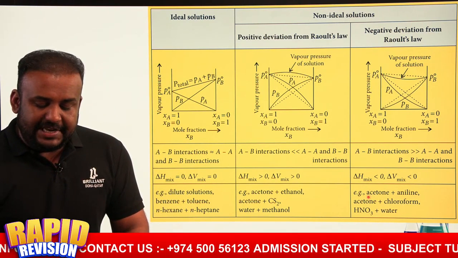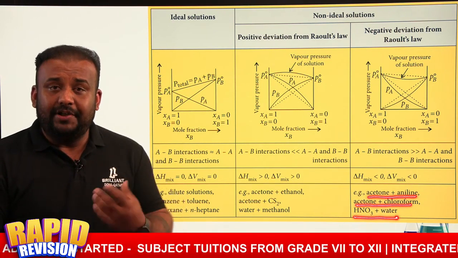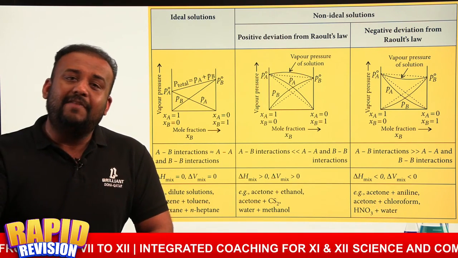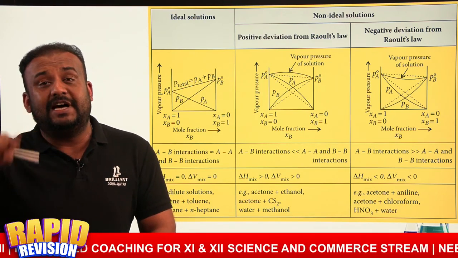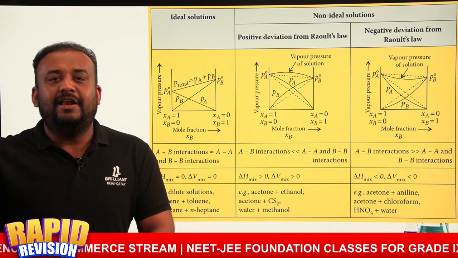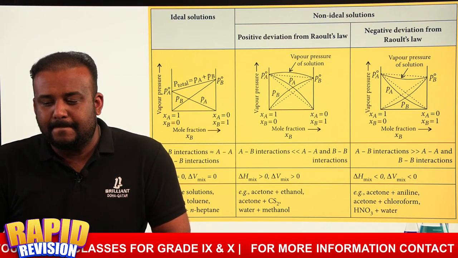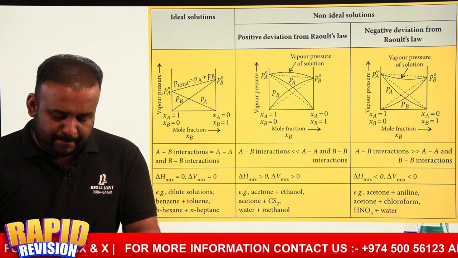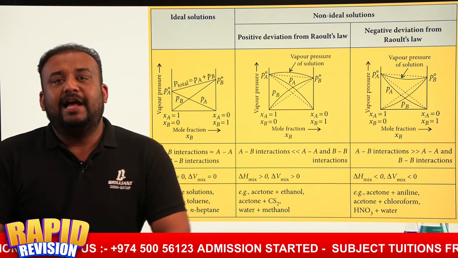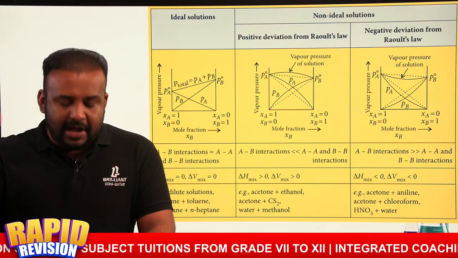Now, who all will show this negative deviation? Acetone and aniline, acetone and chloroform, HNO3 and water. So what you should understand from this is, when you mix acetone and aniline, they can form intermolecular forces which are stronger than how acetone and acetone are interacting or aniline and aniline are interacting. Is that point clear to everyone? So this is the ideality and non-ideality and the deviations from ideal behavior. So positive deviation, negative deviation.